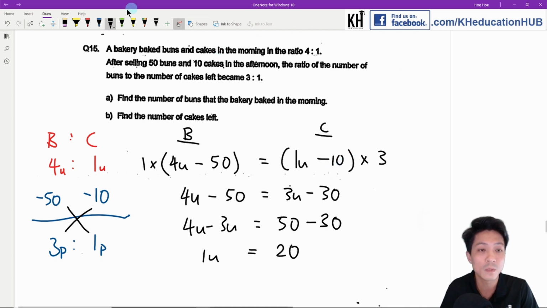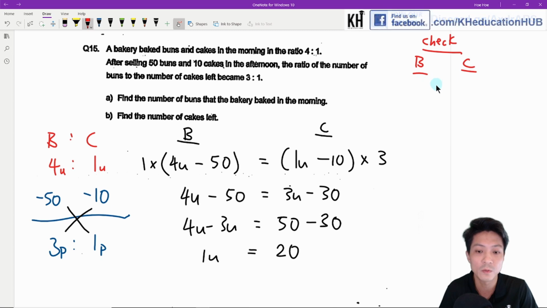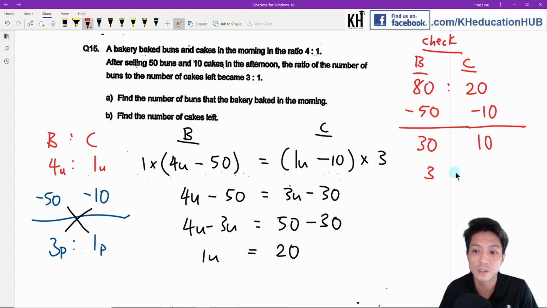Once you have found out what is 1 unit, you can do the checking. You don't have to answer the question straight away. For the buns and the cakes, 1 unit is 20, so 4 units will be 80 is to 20. If you minus away 50 and minus away 10, you'll be left with 30 and 10. The ratio in simplest form will be 3:1, which means that you did not make any careless mistakes.